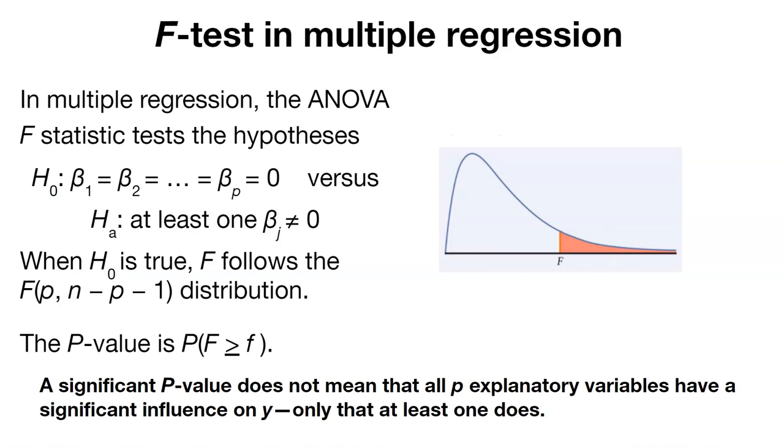Now, the important thing to remember with the F-test in multiple regression is that a significant p-value does not mean that all of your p explanatory variables have a significant influence on y. All that a significant p-value means is that at least one of those explanatory variables has a significant influence on y. And that's a really important thing when you're looking at the output from multiple regression.